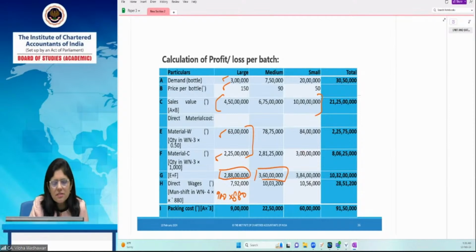Packing cost was 3 per bottle. And the bottle is 3 lakh. 3 lakh bottles है तो 9 lakh हो गया आपका packing cost. Clear? And similarly for medium and small. I'm explaining you for large, you have to do for medium and small.